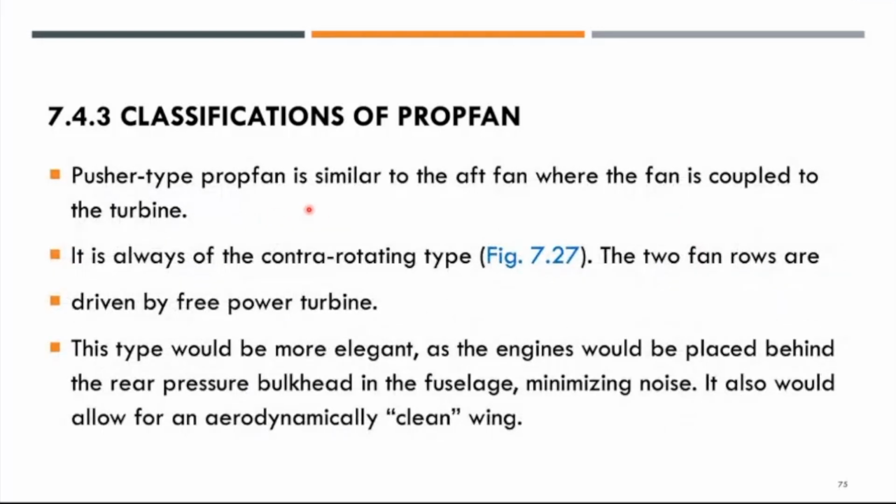The pusher type Propfan is similar to the aft fan, where the fan is coupled to the turbine. It is always of the contra-rotating type, as shown in figure 27 later on. The two fan rows are driven by a free power turbine. So this type would be more elegant, as the engine would be placed behind the rear pressure bulkhead in the fuselage. As I already explained earlier, it will minimize noise to the passenger. And it also would allow for an aerodynamically clean wing because it is being placed at the rear of the aircraft.